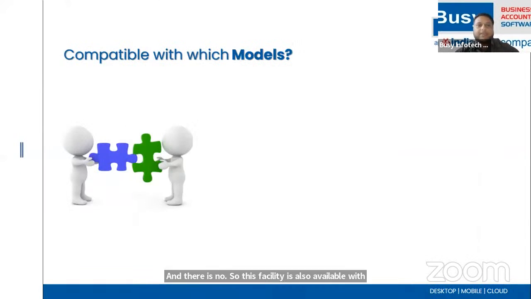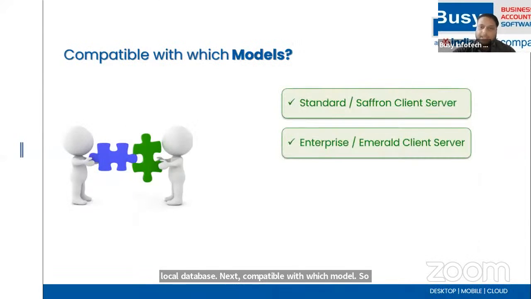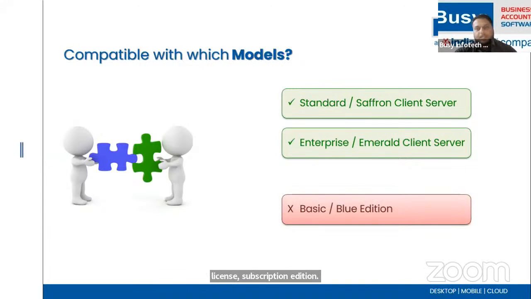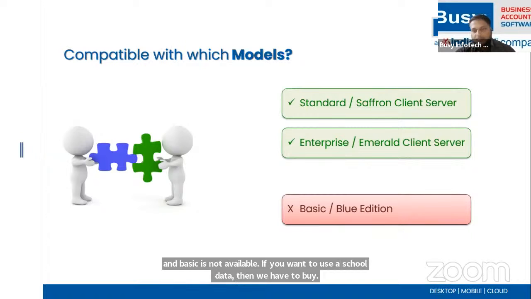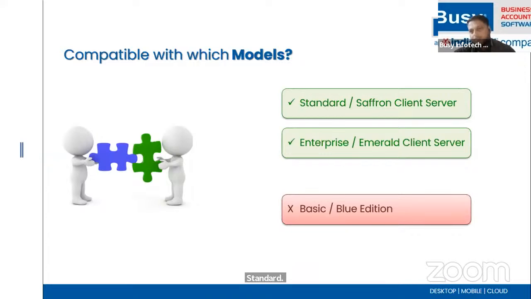Next, compatible with which models? In SQL database, we have two models: Standard and Enterprise for perpetual, and Saffron and Emerald for subscription license, subscription edition. Glue and Basic are not available. If you want to use SQL database, then you have to buy Standard or Enterprise Edition, or Saffron and Emerald Edition. So SQL database is compatible with Standard, Saffron, Enterprise, and Emerald, and not available with Basic and Glue.